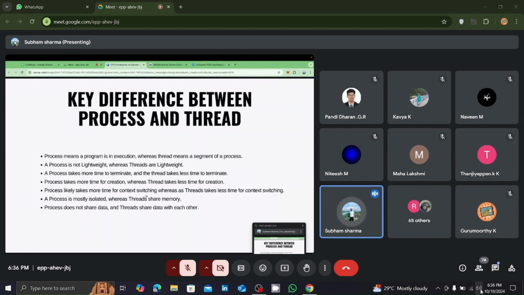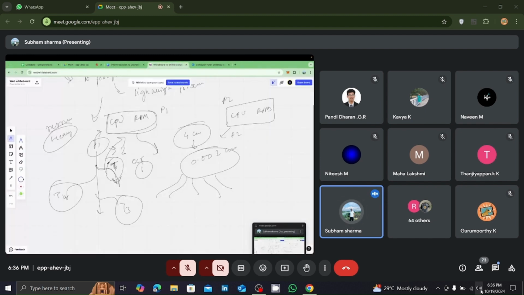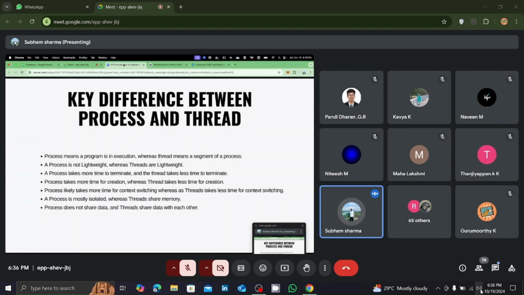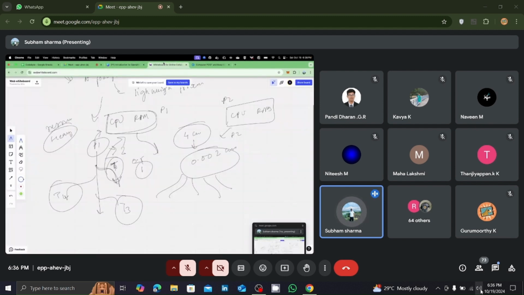But threads share the memory. As threads come out of the same process, and the process has a set of resources allocated to it, the thread will share the memory and the resources. Process does not share data, threads share data with each other, as we know. So understood, guys, about process and threads? Did you guys understand about process and threads, everyone?